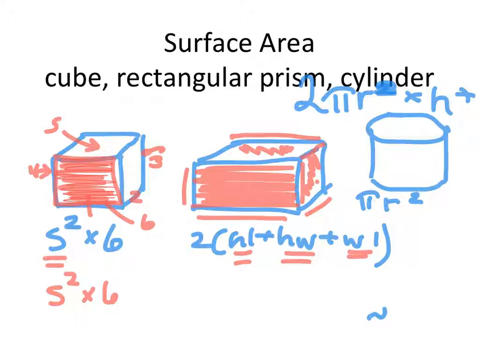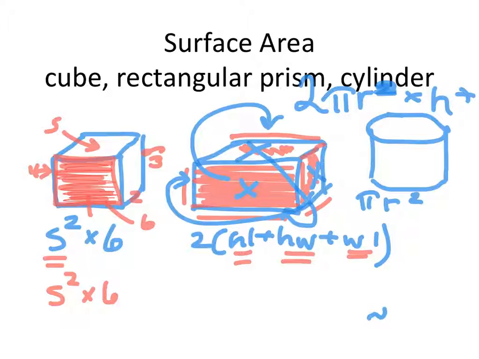But we know that we actually have 2 of each of those. We have this and the one on the back that will be the same. We have this and the one over on the end, which will be the same. And we have this and the one on the bottom, which will be the same. So we have to take each one of those times 2. Basically, we're finding the area of each of the sides and adding them all together.